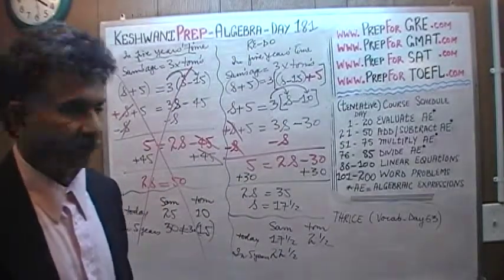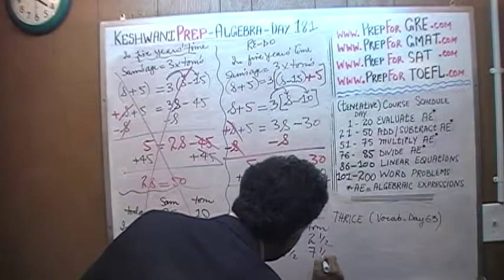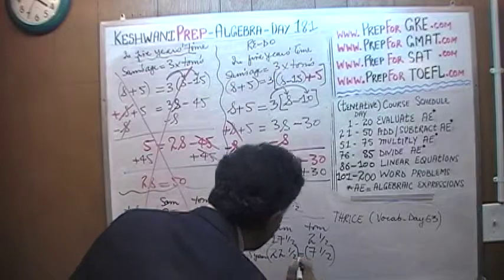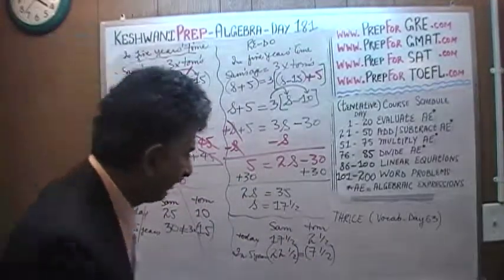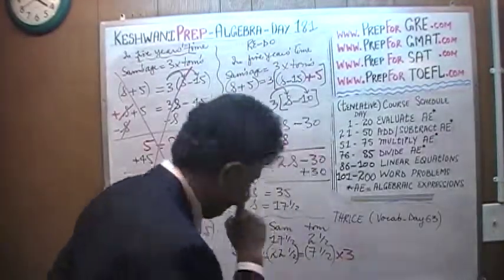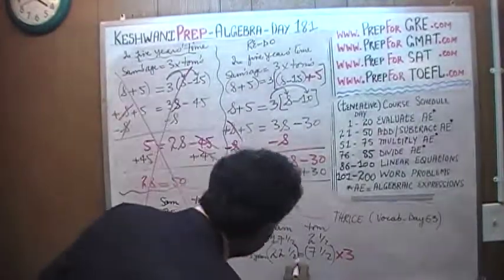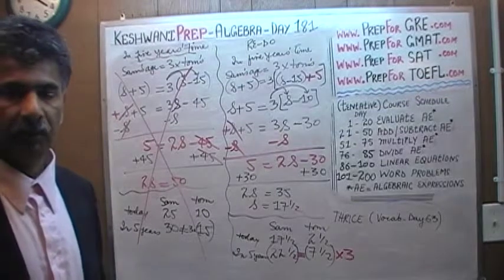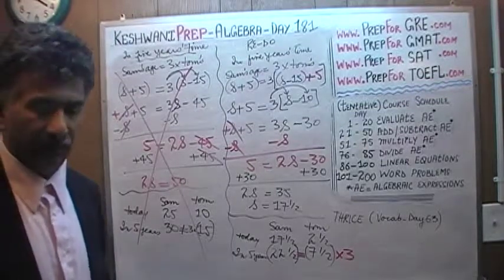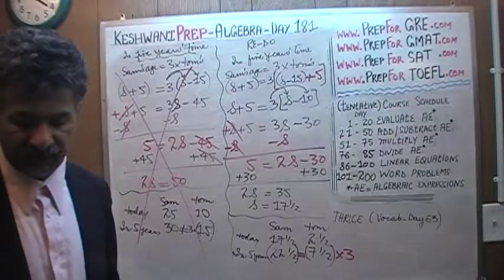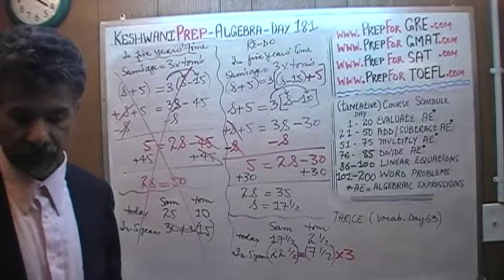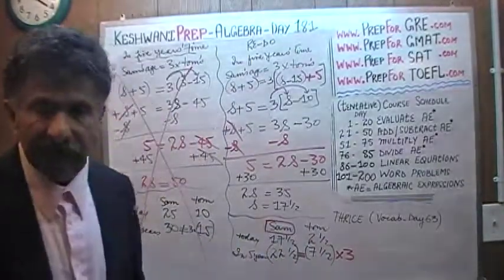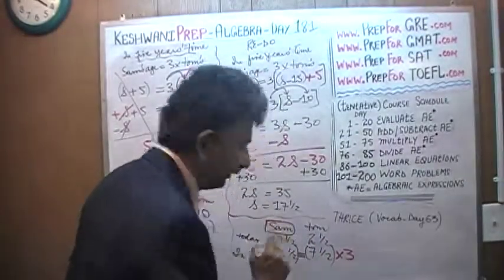This guy is 2 and a half. What is going to happen in 5 years' time? He's going to be 7 and a half. And what do you notice? What we notice is that 7 and a half times 3 does equal 22 and a half, as it should be. The problem told us that 5 years from now, Sam's age is going to be 3 times Tom's age.